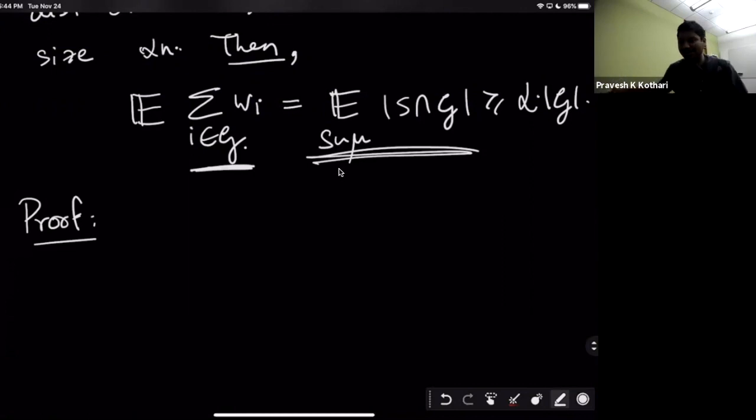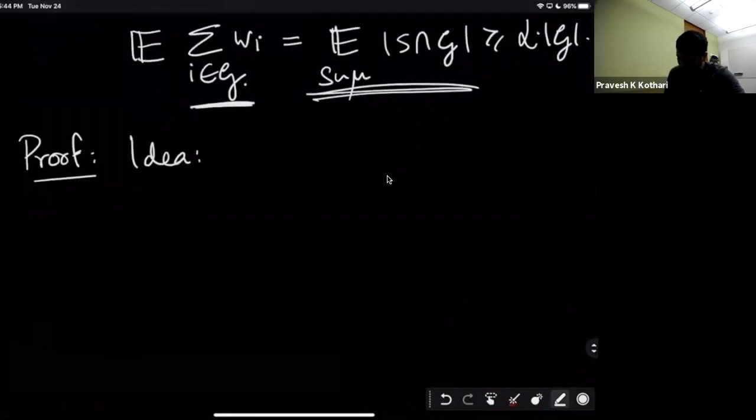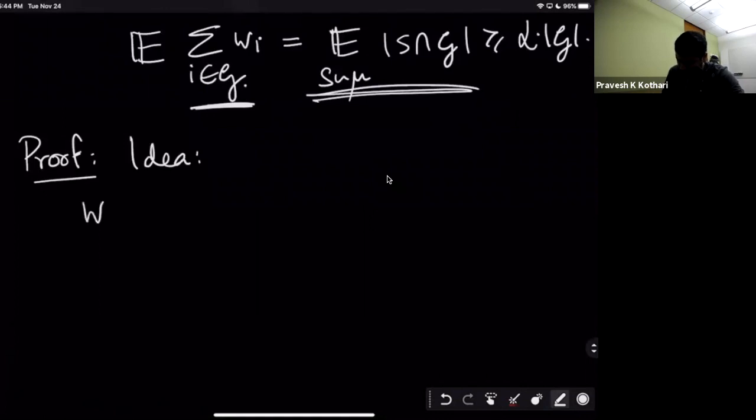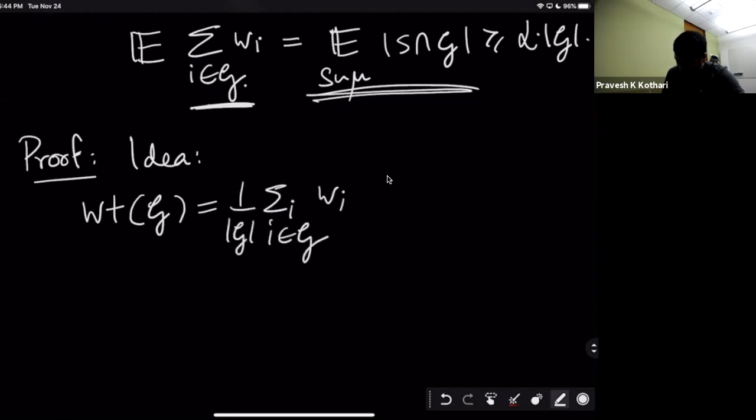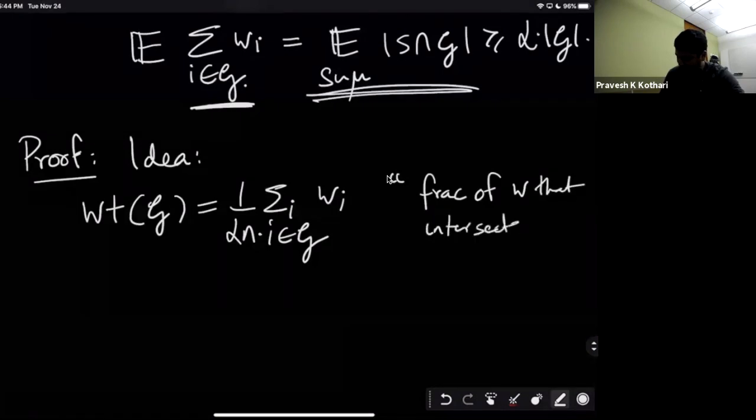I was debating whether it's good to do a proof or not. So I will be somewhat sketchy, but at least I will give enough of an intuition why this is supposed to be true. Okay, so what's the idea? Let's define this. Let's call this the weight of G. Actually, let's make it this. You should interpret this as the fraction of W that intersects with G.